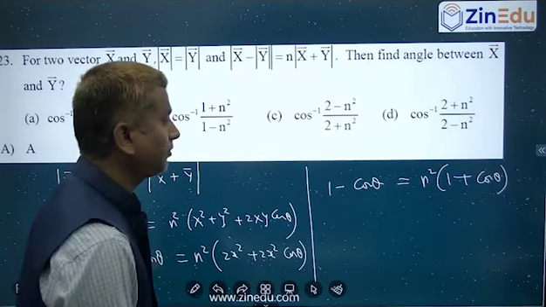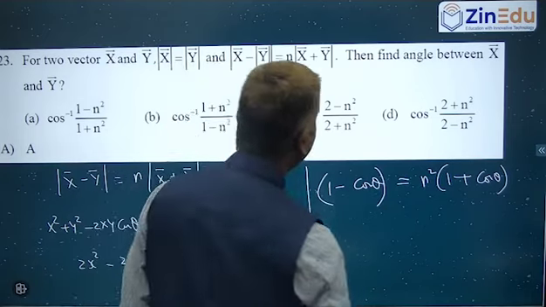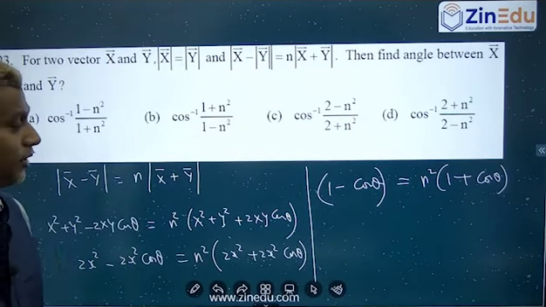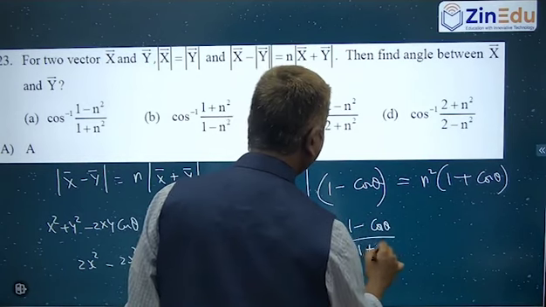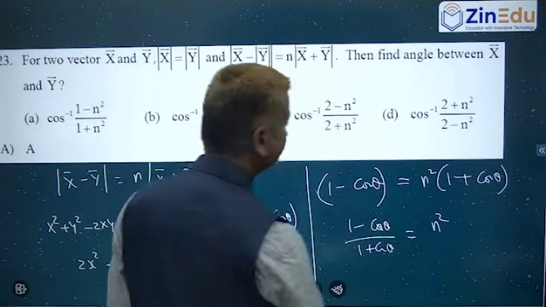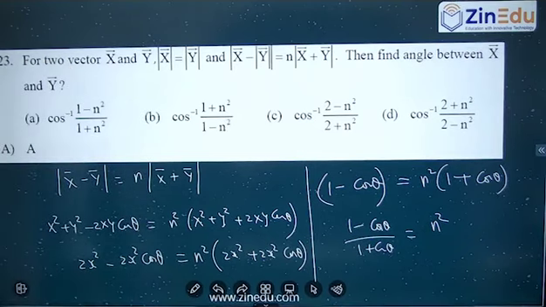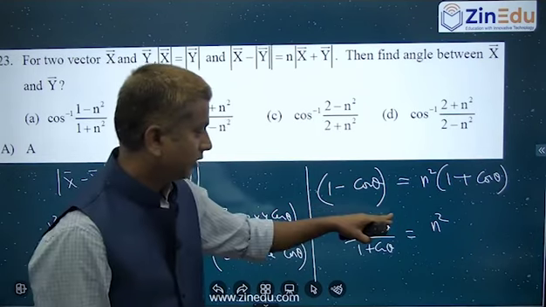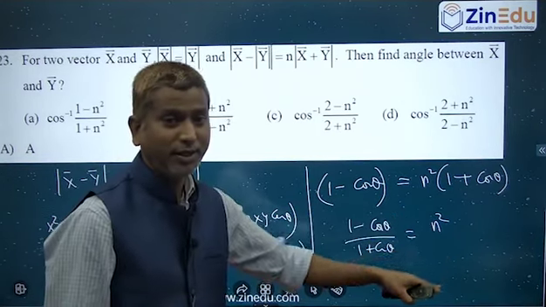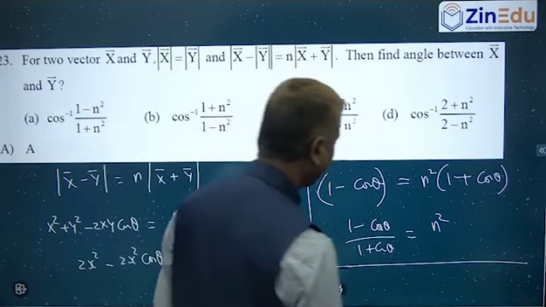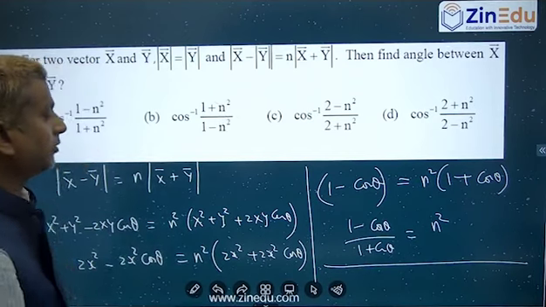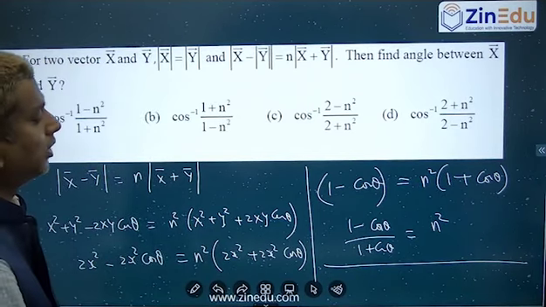Now they are asking the value of theta, which is the angle, correct? For that, you can write (1 minus cos theta) upon (1 plus cos theta) is equal to n square, right? So you can use componendo and dividendo. If a by b is equal to c by d, then (a plus b) by (a minus b), that formula you can apply. A plus b: 1 minus cos theta plus 1 plus cos theta.